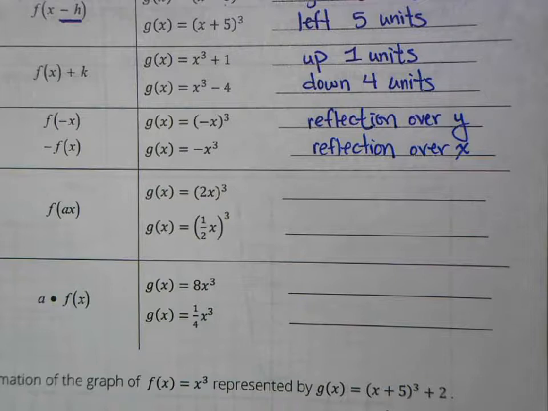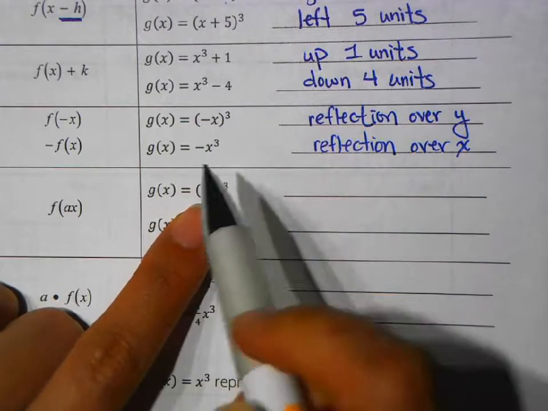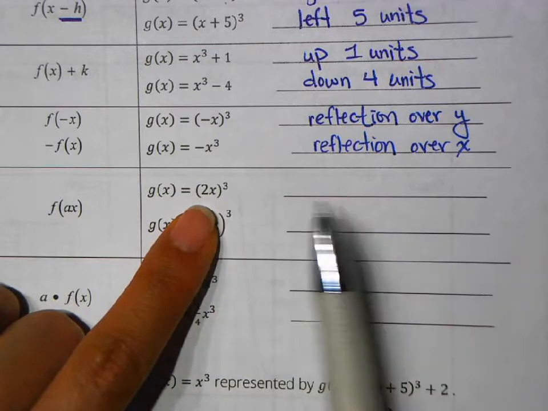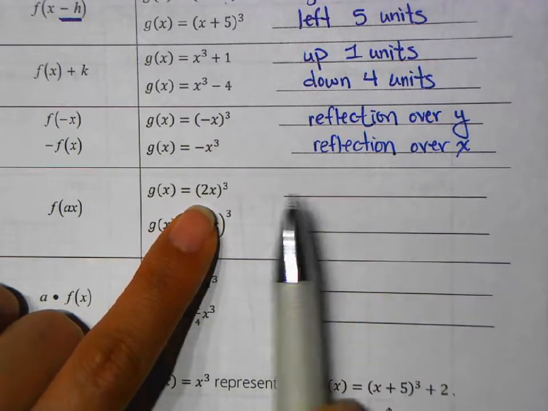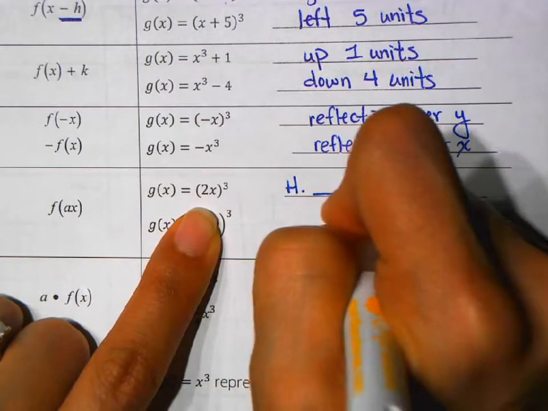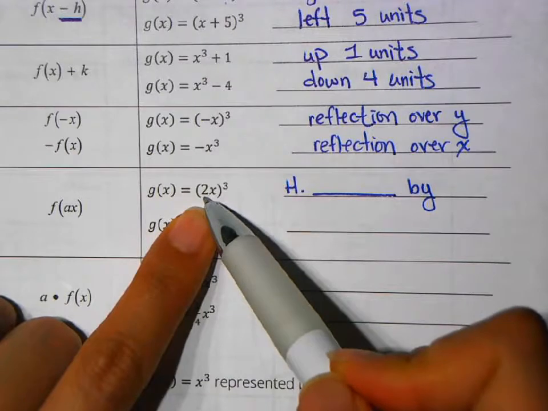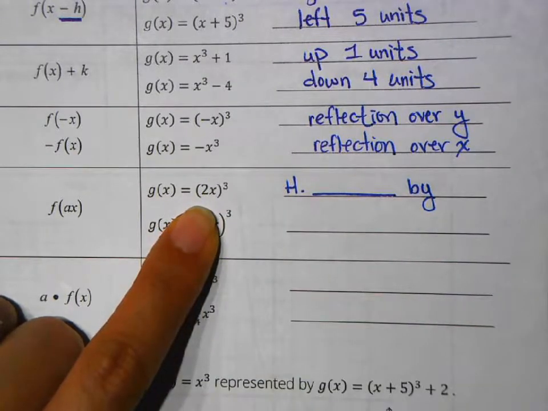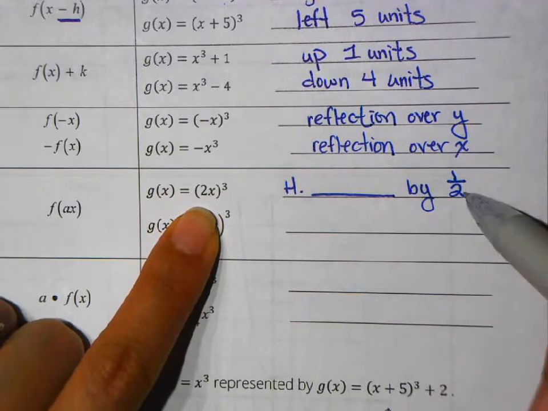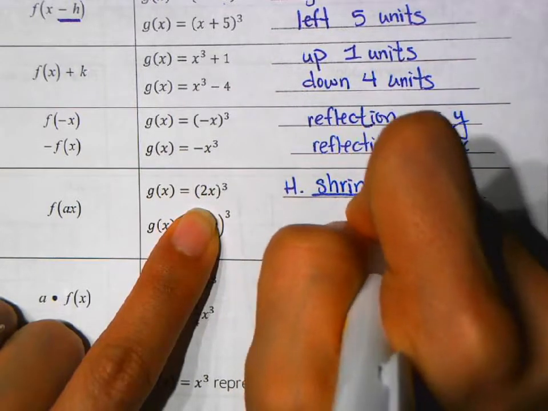Now when we talk about stretches and shrinks, remember that inside, when it's only applied to just the x, it is a horizontal movement. So in this case, since you're multiplying by a number, it is a horizontal stretch or shrink. I don't know if it's a stretch or shrink yet, but I know that it's going to be opposite. So if it's 2 times x, that means that it's really divided by 2, so by 1/2. And because 1/2 is a number smaller than 1, this is a horizontal shrink by 1/2.